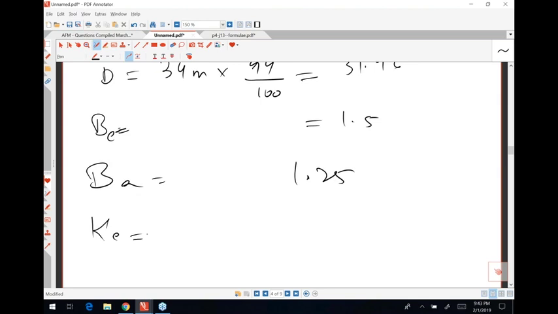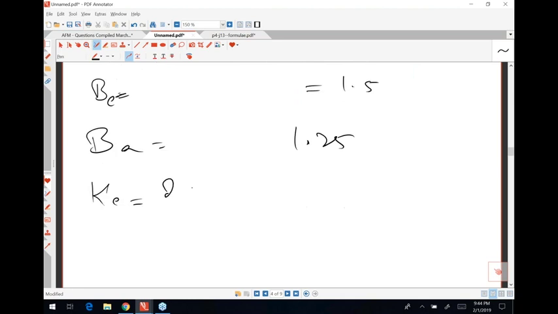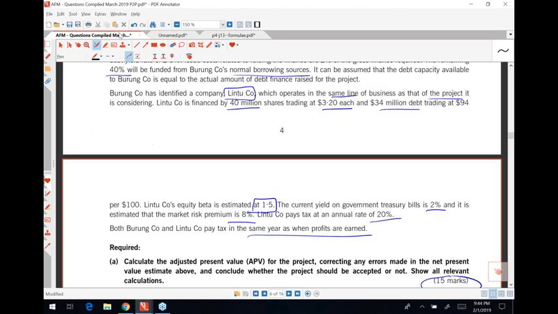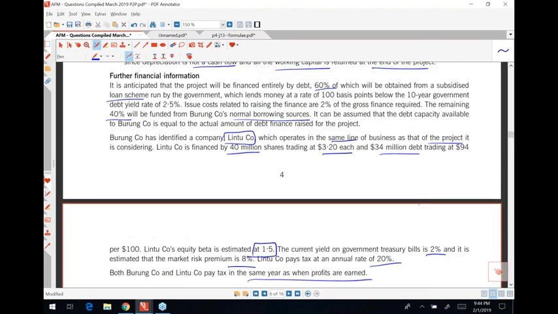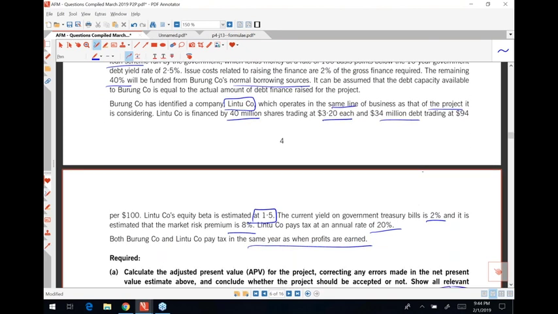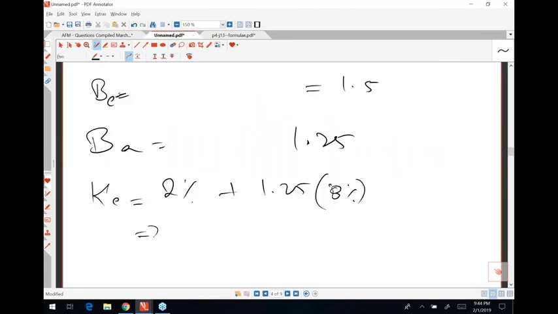The relevant cost of equity is going to be the risk-free rate of return, which is 2%, plus 1.25 multiplied by the market risk premium given to us, which is 8%. So how much is the overall KE? It's 12%. So this is the KE to be used.